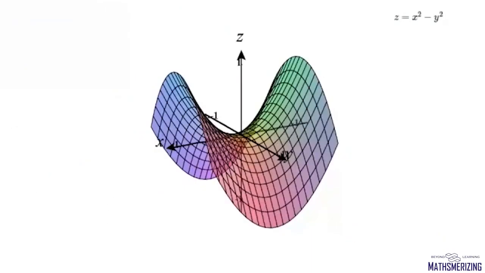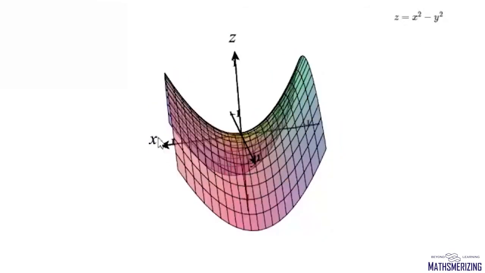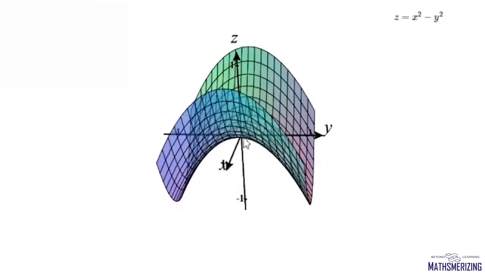Now for saddle points, let us consider this function z equals x square minus y square. Now this is the x-axis. With respect to x, this point is a point of local minima, and with respect to y, it's a point of local maxima. So this point actually is a saddle point.